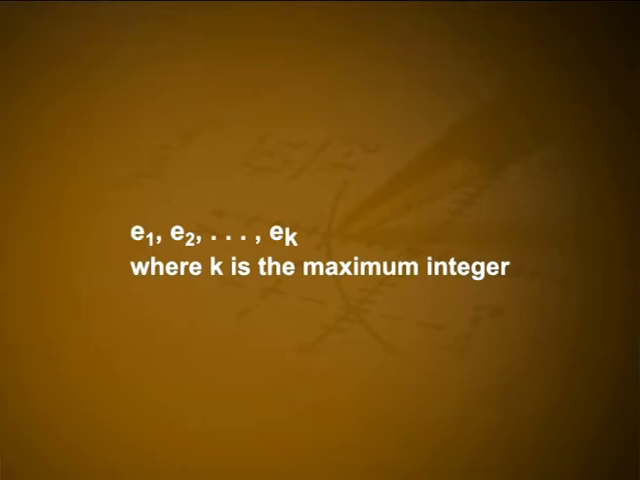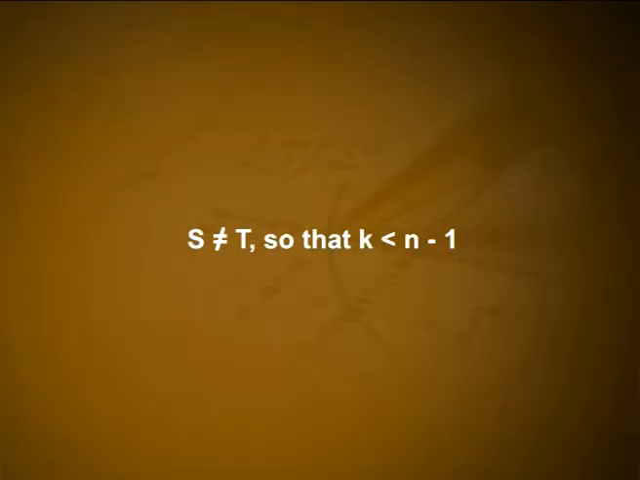Let S be the tree with E1, E2, etc., En minus 1 as its edges, and let Sk be the tree with E1, E2, etc., Ek as its edges. Let T be a minimum spanning tree of G containing the edges E1, E2, etc., Ek, where k is the maximum integer with the property that a minimum spanning tree exists containing the first k edges chosen by Prim's algorithm. The theorem follows if we can show that S is equal to T. Suppose that S is not equal to T, so that k is less than n minus 1.